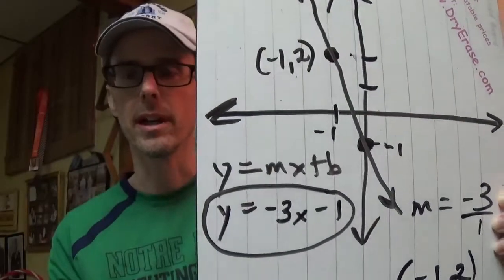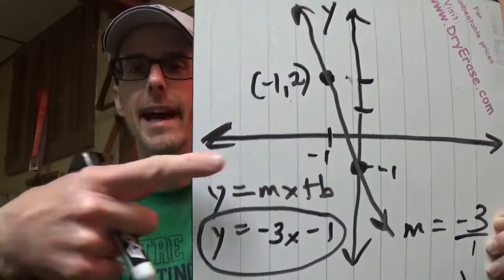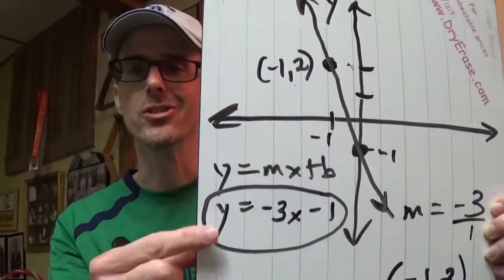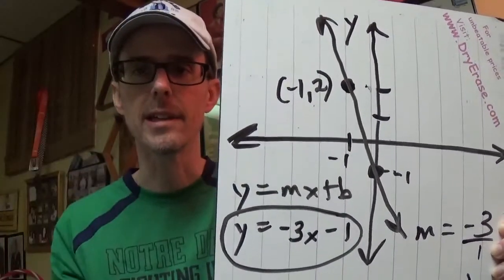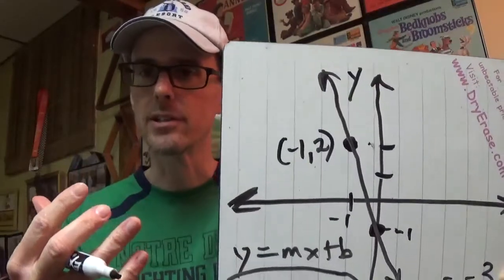Let me show you a little shortcut. What if the question didn't ask you to graph? What if the question just asked for this equation? Is there a faster way to do that? And the answer is yes. This is a little bit of what you're going to get into next year in high school, but you guys are ready for this. I'm very confident in that.